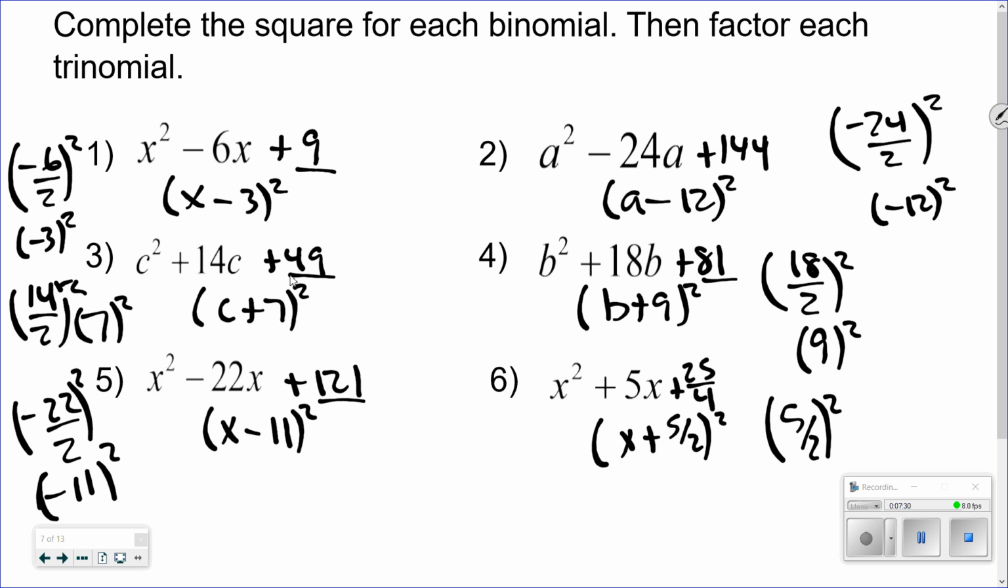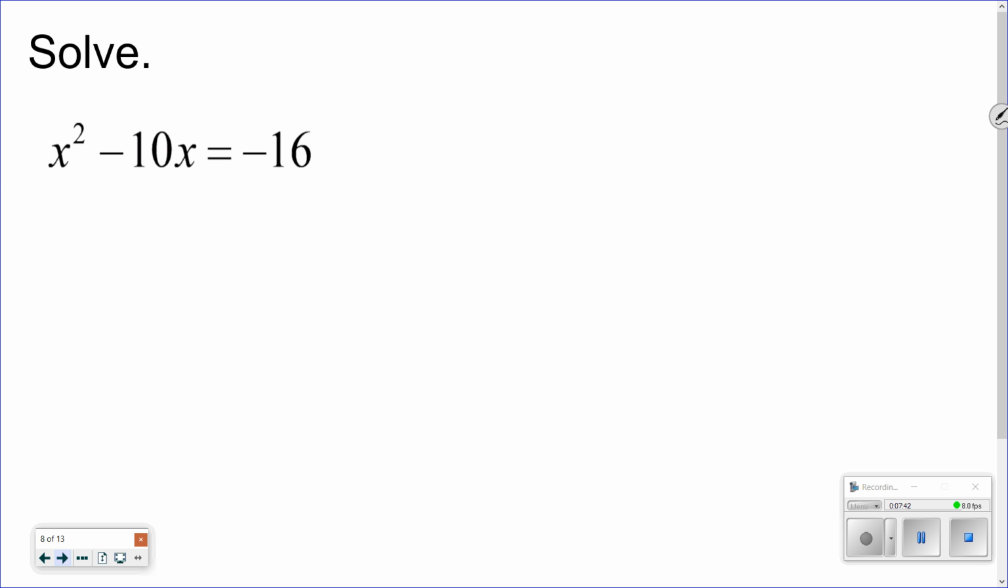On 6, that one doesn't come out evenly, so just square 5 over 2, which would be 25 over 4, is what you have to add. When you factor it, it comes out to be x plus 5/2 squared. That's really the first steps of solving a quadratic by completing the square. So let's go through all the steps.